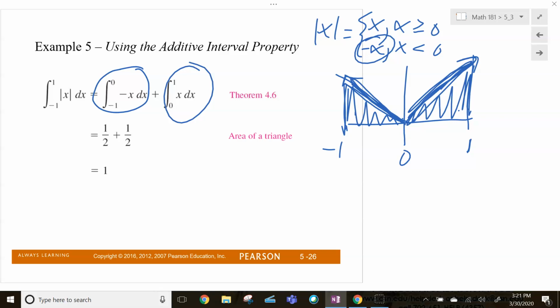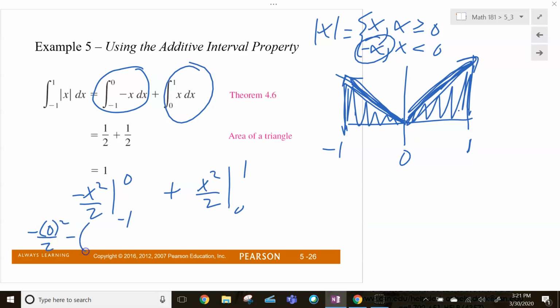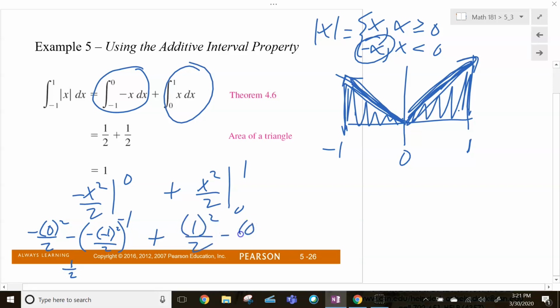And then you'd run through that integral, where you take the integral of -x, so -x squared over 2, from -1 to 0. Take the integral of x squared over 2, 0 to 1. Plug in the 0, plug in the -1. Here we get a half. Here we get a half, which of course is 1, right?